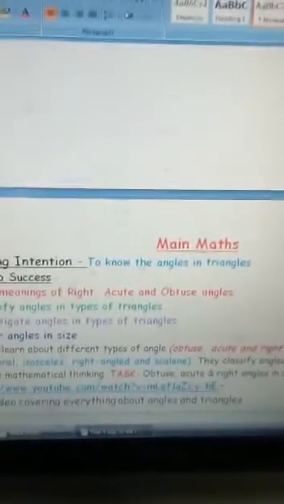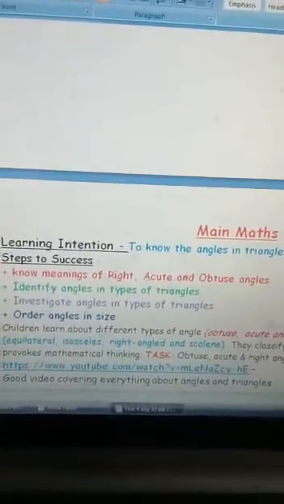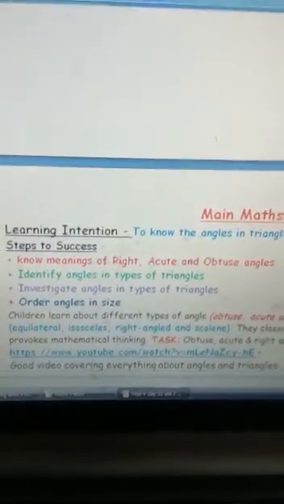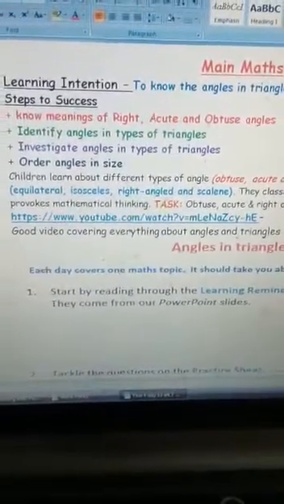So for the main maths today, we're going to know the angles in triangles. So it's recapping and revising meanings of right, acute and obtuse angles, identify angles in types of triangles, investigate angles in types of triangles, and then order angles in size. Got some good web links for you to watch. This one there, it will be covering everything about angles and triangles.